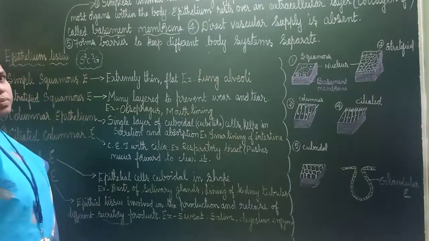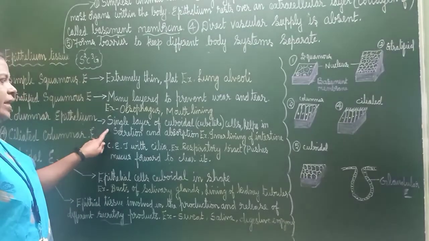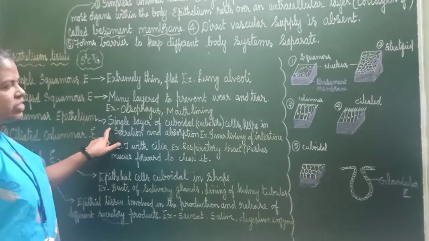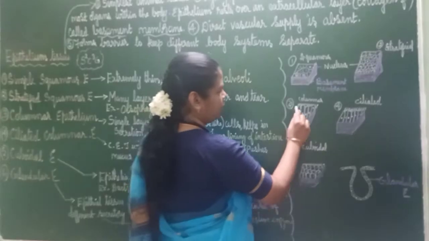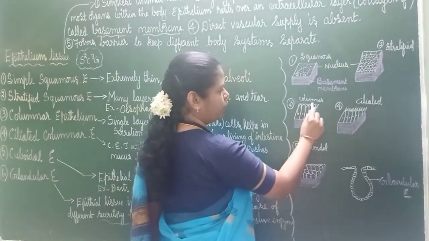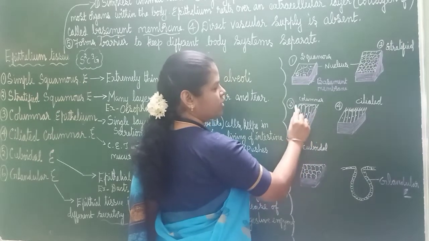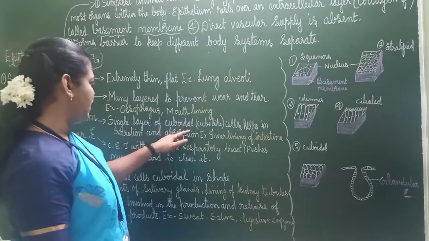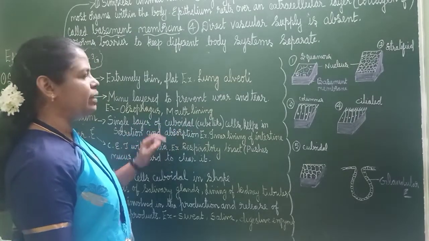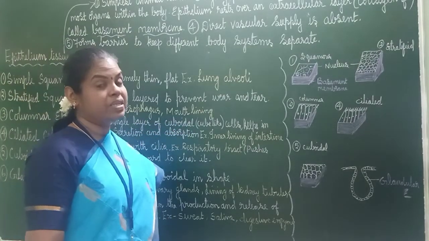Columnar epithelium. This is also a single layer, but the cells will be column-like. See here, this form, it is one column. So it is lengthy, it will be elongated. A single layer of cells which helps in secretion and absorption.